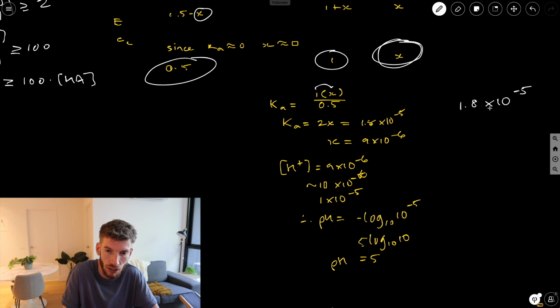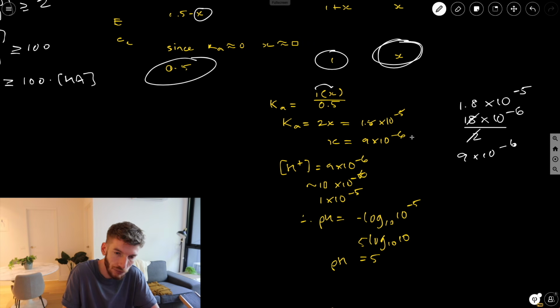Just as a quick review, how have I done that? So there's a couple of ways. Probably the easiest is to scale this to 18 and down to negative 6, and then we're dividing by 2. So then I just cancel these, 9 by 10 to the negative 6. And there we go. So that is our X, right? And remember, X was the concentration of hydronium, which directly relates to pH.